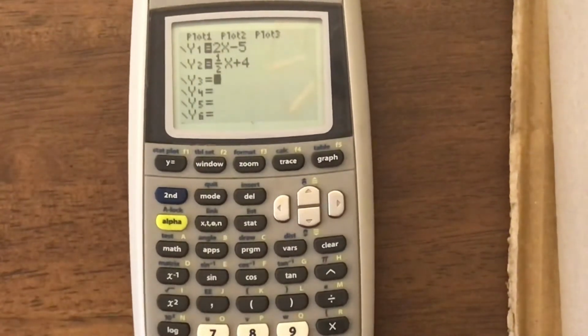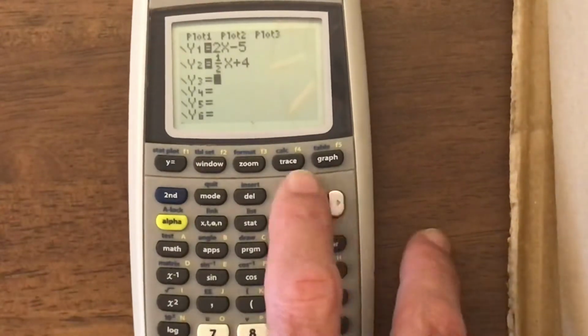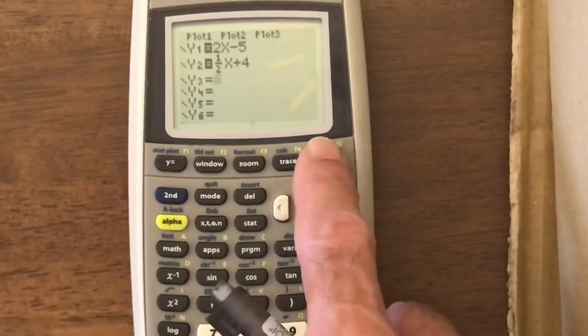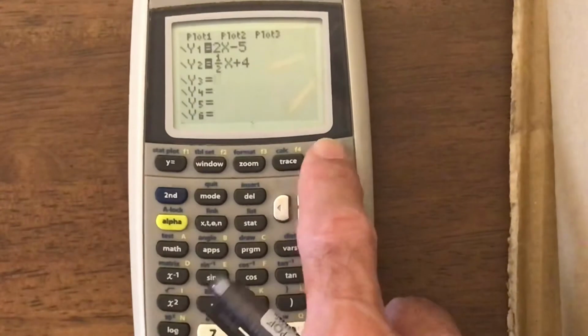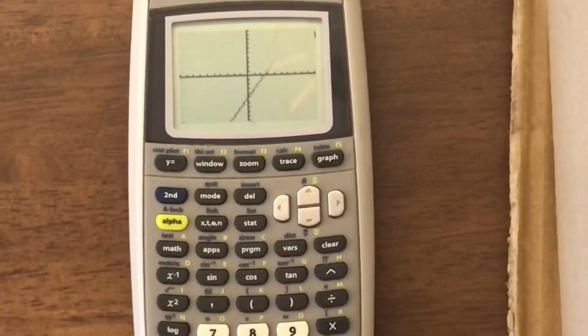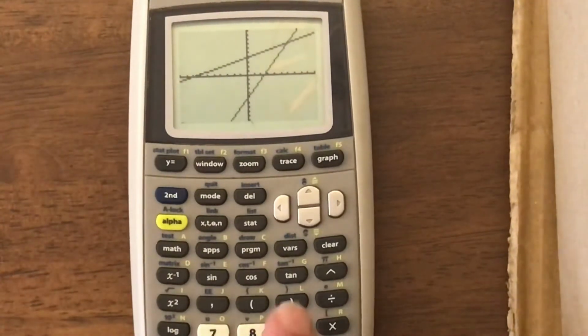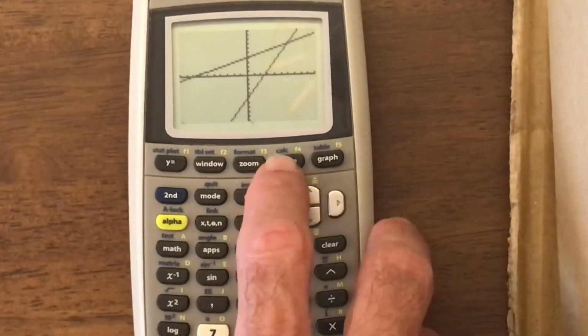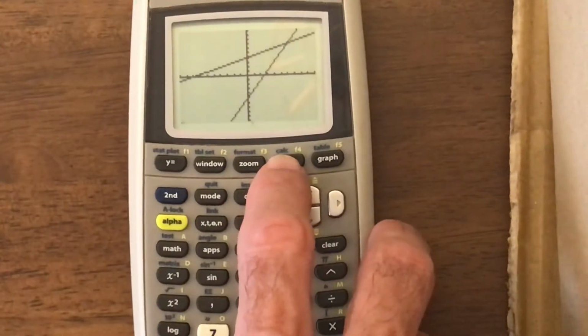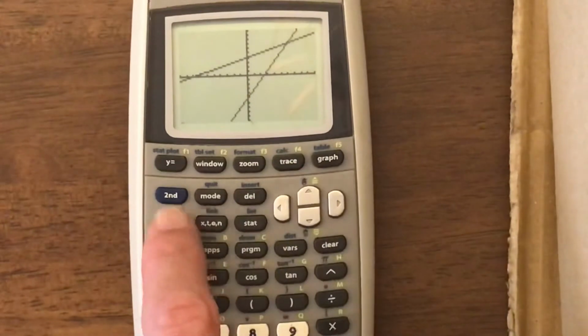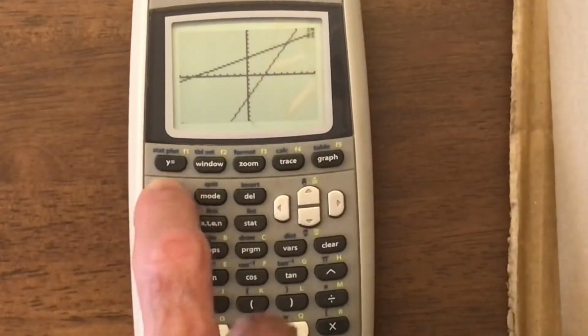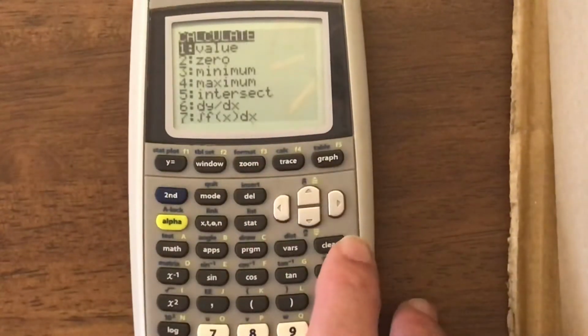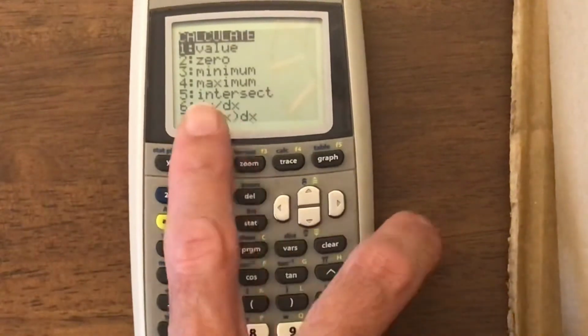Okay, so I've entered the two equations, and now I'm going to push graph, this button right here, graph. And it will graph the two lines. My goal is to figure out where the two lines intersect. So to do that, I'm going to choose this calc function right here, just above the trace. So I push second, calc.